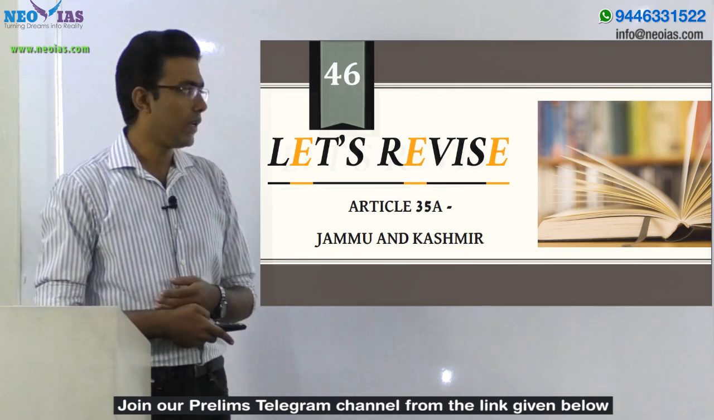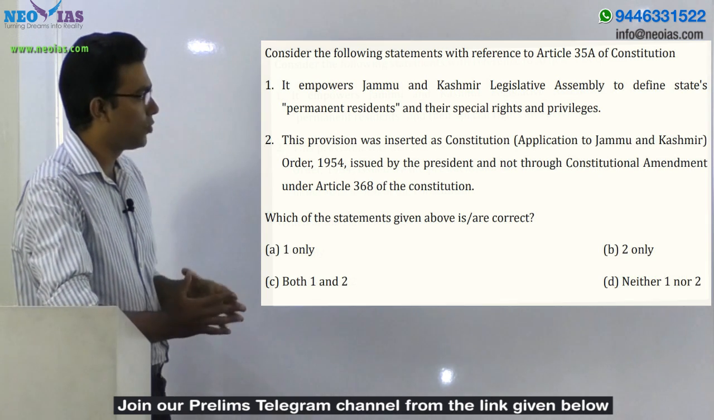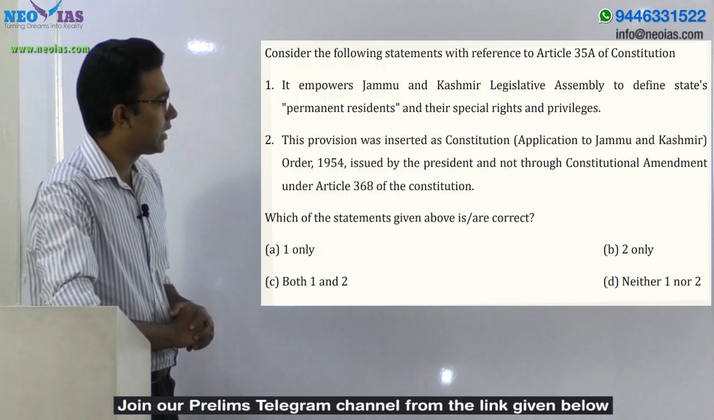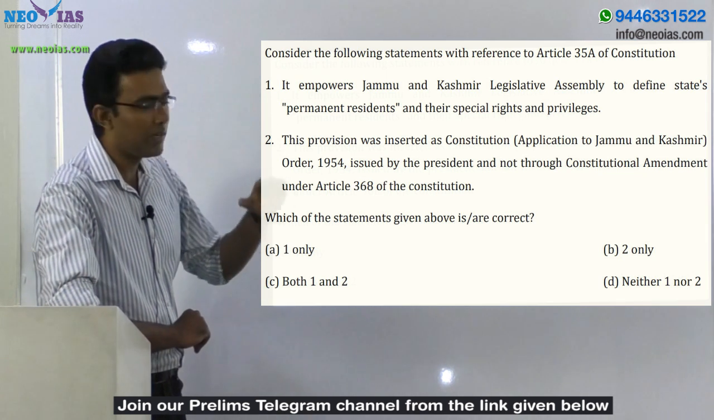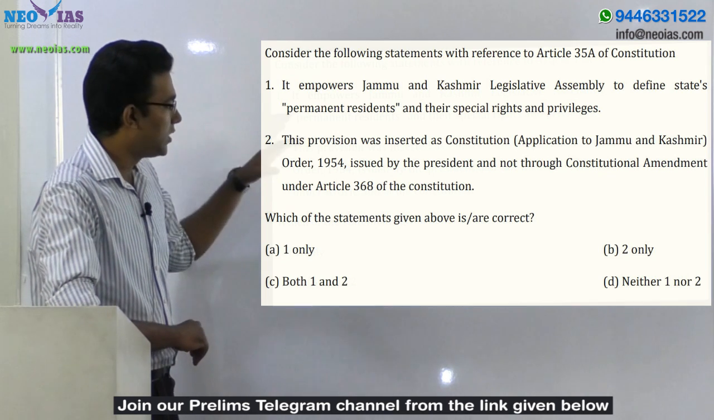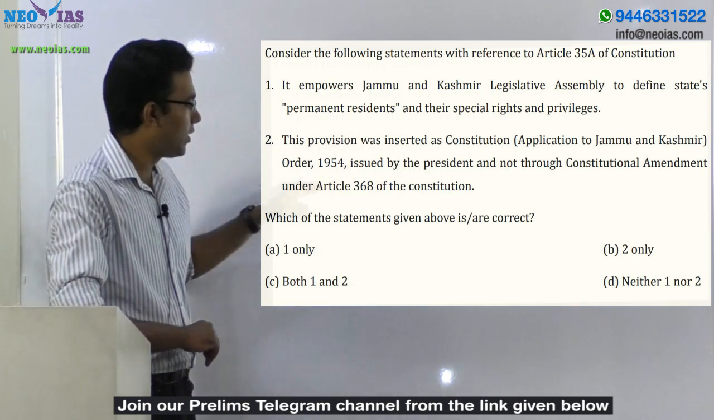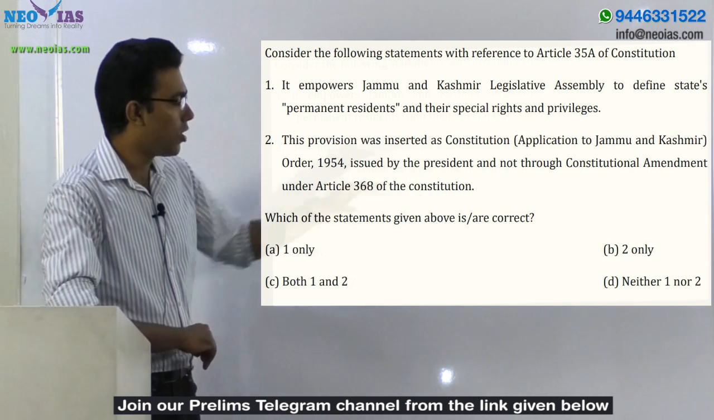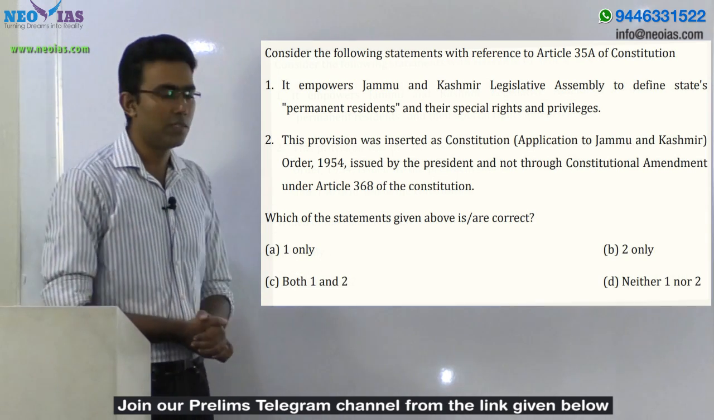for your prelims 2018. So coming to the model question, it is: consider the following statements with reference to Article 35A of our constitution. First statement, it empowers Jammu and Kashmir Legislative Assembly to define states' permanent residents and their special rights and privileges. Second one, this provision was inserted as Constitution Application to Jammu and Kashmir Order 1954 issued by the President and not through a constitutional amendment under Article 368 of our constitution. And again, the demand of the question is for the correct statement.